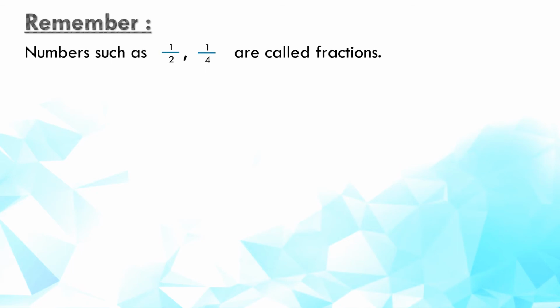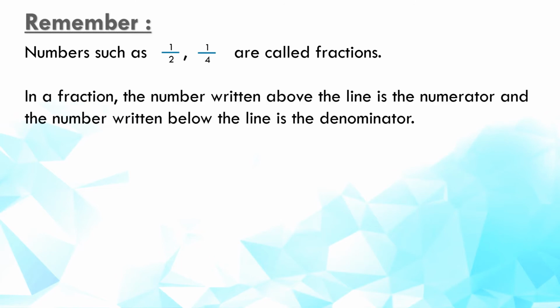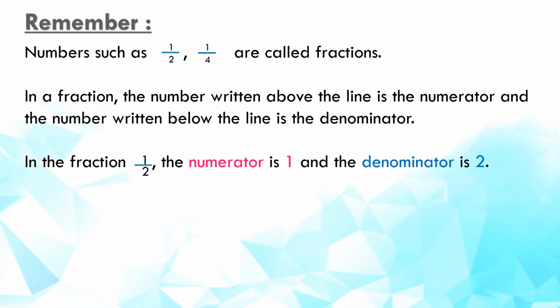Remember, numbers such as 1 upon 2, 1 upon 4 are called fractions. In a fraction, the number written above the line is the numerator and the number written below the line is the denominator. In the fraction 1 upon 2, the numerator is 1 and the denominator is 2.